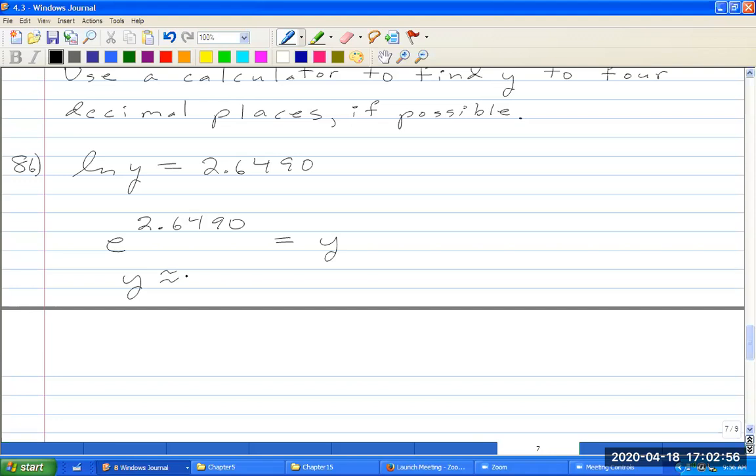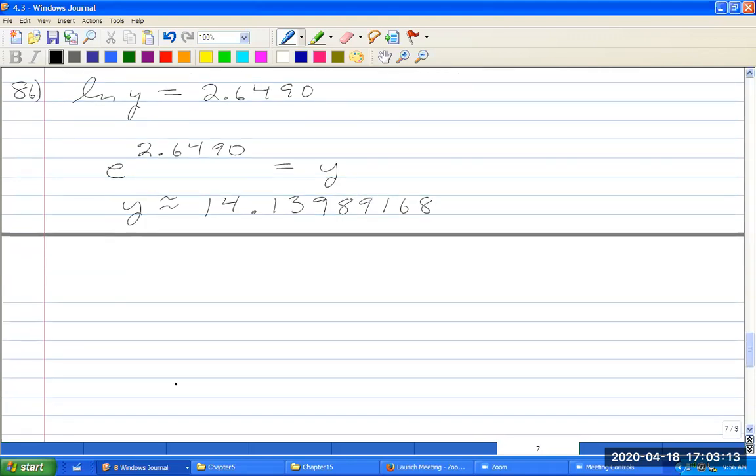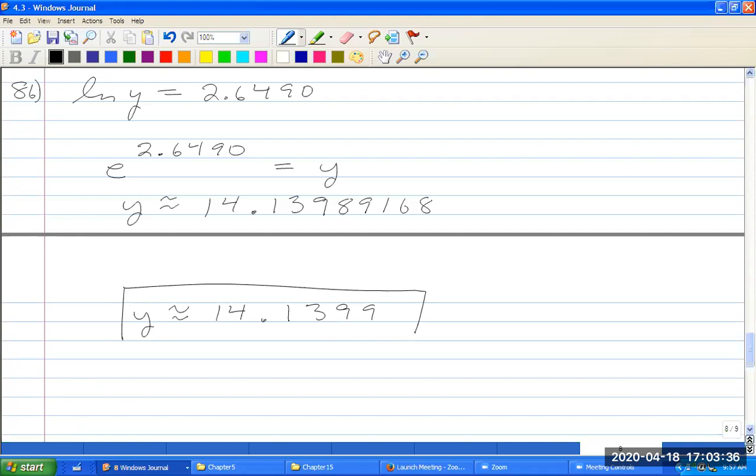So plugging into my calculator, I get 14.13989168. And so to 4 decimal places, I get that y is 14.1399. And that is your approximate answer.